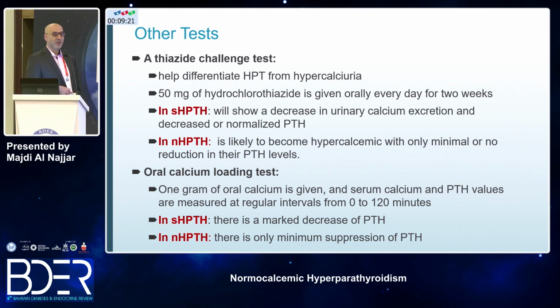Another test we sometimes use is what we call the oral calcium loading test. We give the patient 1 gram of calcium orally, and then we measure calcium and PTH in the blood regularly over 2 hours, like every half an hour or so. Typically, in patients who have primary hyperparathyroidism, there is minimal suppression of PTH, while in secondary causes, because you give a high dose of calcium, they will have a marked decrease in PTH. So if you are in doubt, we can use this. It helps us differentiate which route, which is your diagnosis.